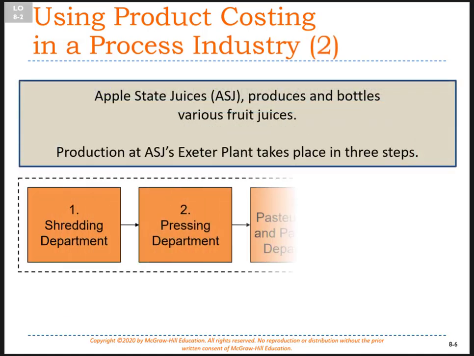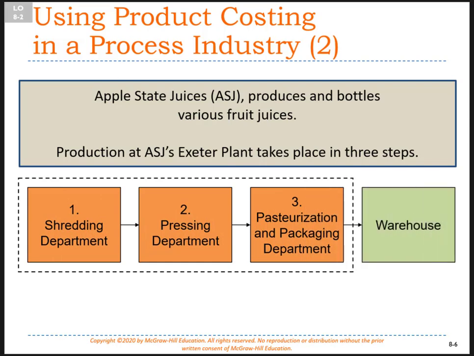So our example we're going to use for our slides is Apple State Juices, which produces and bottles various fruit juices. We first take the apples, we shred them, we then press them, then we pasteurize them, and then we are finished goods and they go to our warehouse. Okay, so that's our 3 departments, our 3 processes, if you will, and we probably run it 24/7.